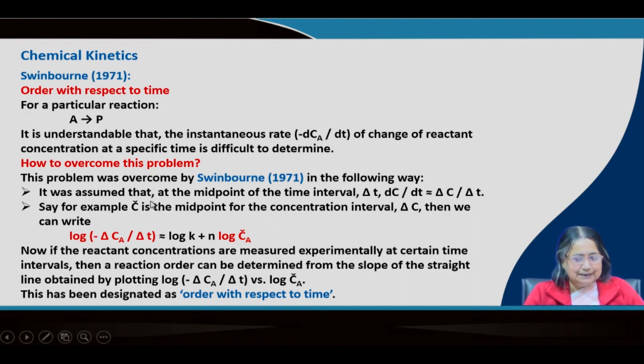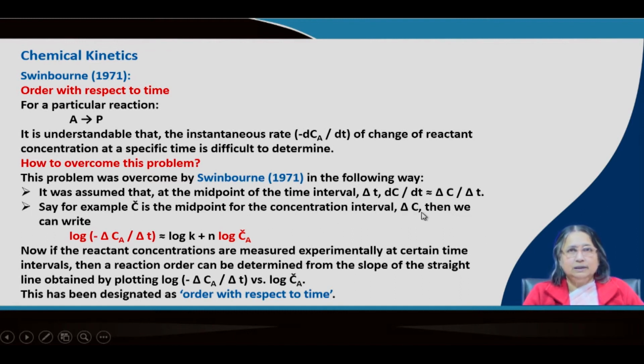His assumption is that at the midpoint of the time interval delta t, dC/dt is the same as delta C by delta t. So, this is his assumption. And c average is the midpoint of the concentration interval delta c.